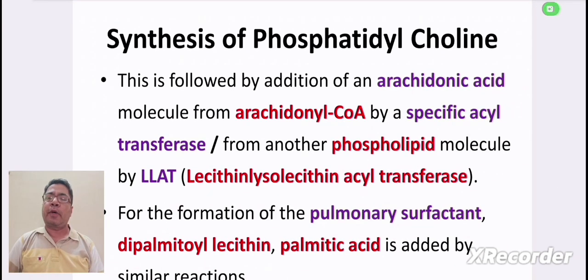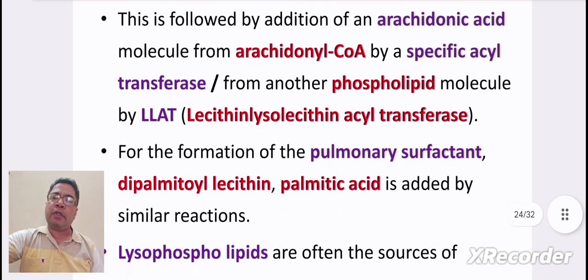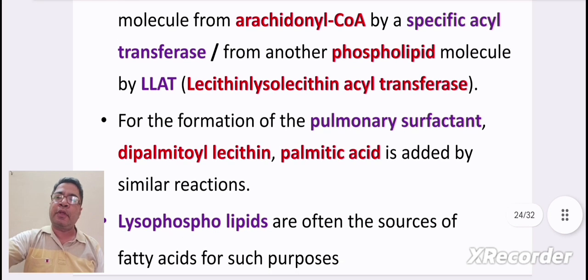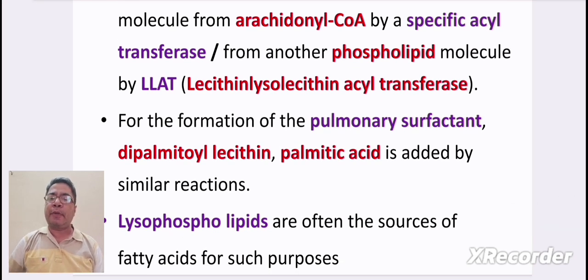This is followed by an addition of an arachidonic acid molecule from arachidonyl-CoA by a specific acyl transferase, or from another phospholipid molecule by LLAT, that is lysolecithin acyl transferase. For the formation of pulmonary surfactant, dipalmitoyl lecithin, palmitic acid is added by the same reaction. Lysophospholipids are often the source of fatty acids for such purposes.